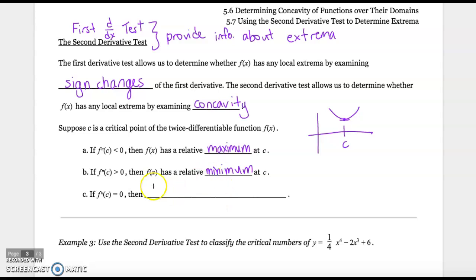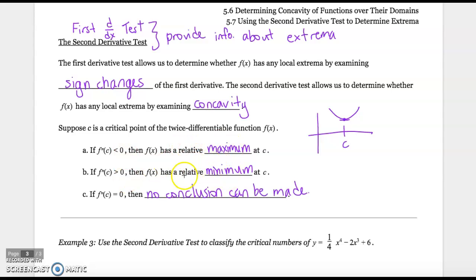Now, the only downfall to the second derivative test, which is why it isn't used as often, is if you find that your second derivative equals 0 at that critical point, then no conclusion can be made. There might be a maximum, there might be a minimum, or nothing could be there. So the important information is if you have a critical point, and they tell you it's a critical point or you find that it's a critical point, and then you know your second derivative is positive or negative there, you can make a conclusion about it.